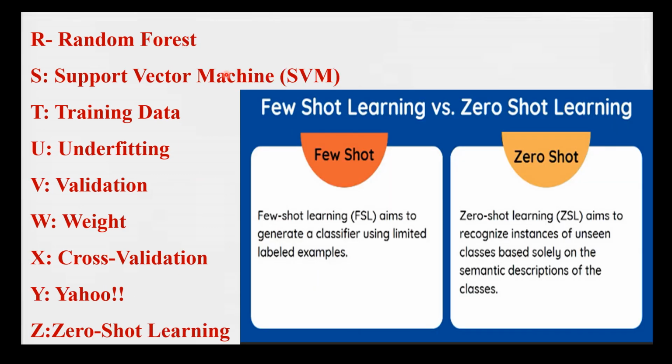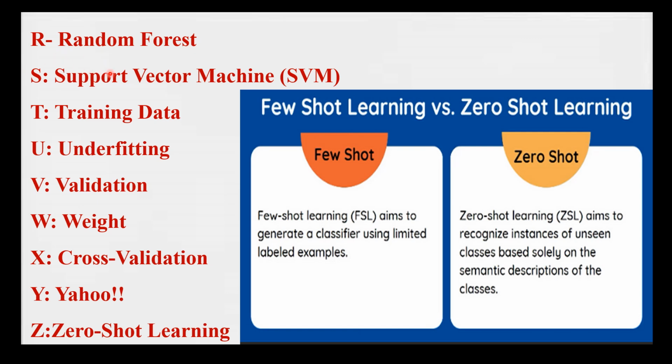R is random forest. The random forest is a machine learning technique that builds multiple decision trees on different subsets of data. So by averaging the predictions of these trees, random forest models reduce the risk of overfitting and improve overall performance.